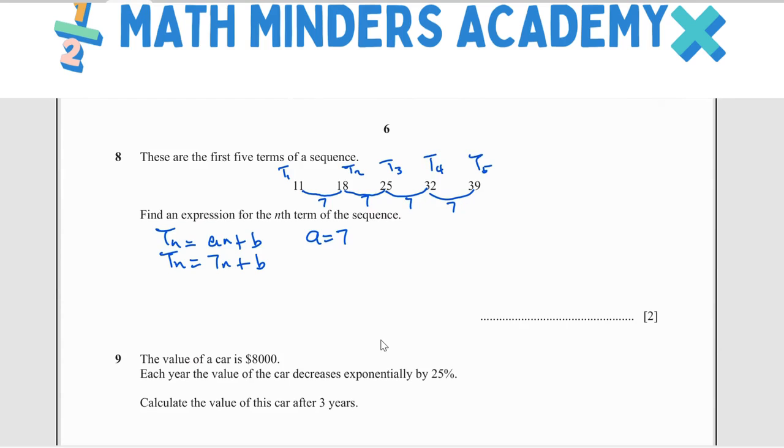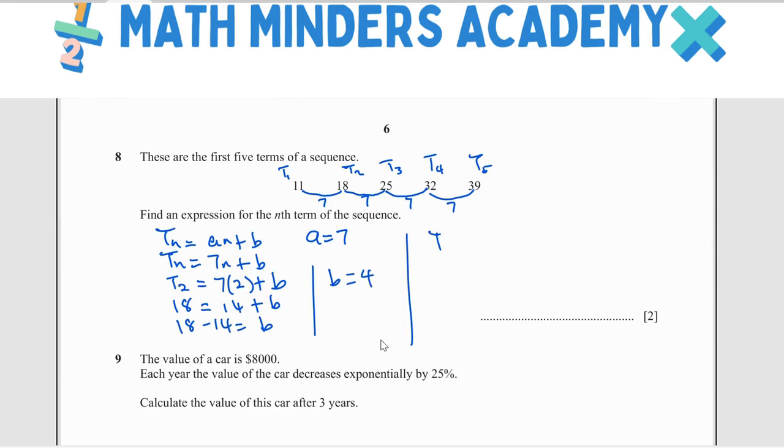For example, if I pick the second term, that's 7 times 2 plus b, and the second term is 18 here. So I have 14 plus b. So 18 minus 14 equals b, giving us b as 4. So the nth term is going to be 7n plus 4. That's the nth term, 7n plus 4.